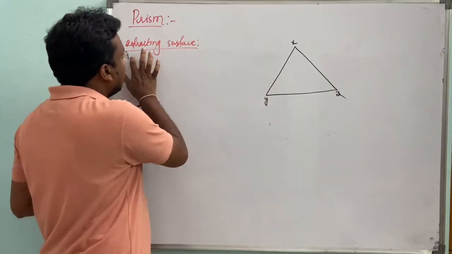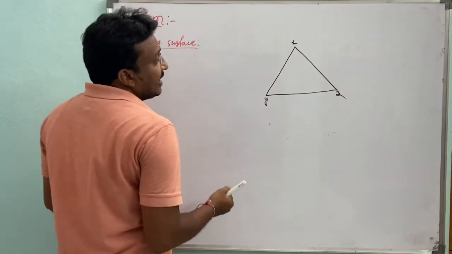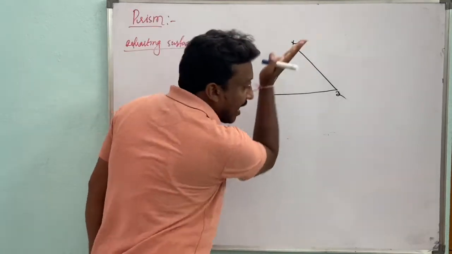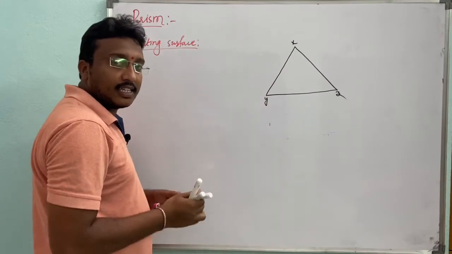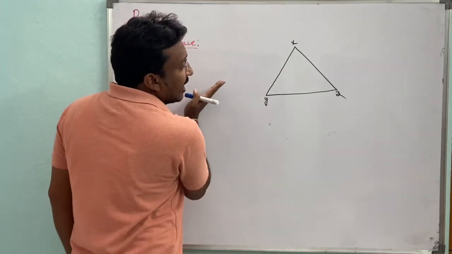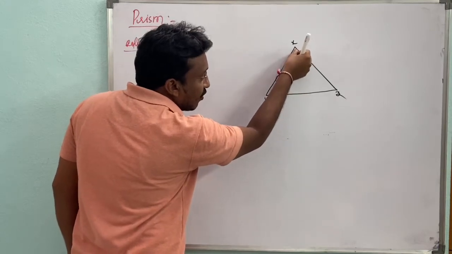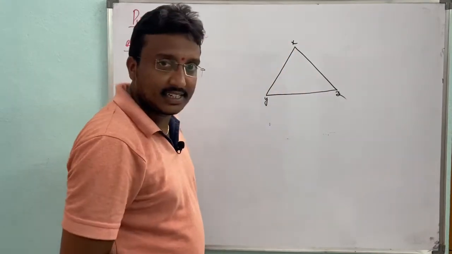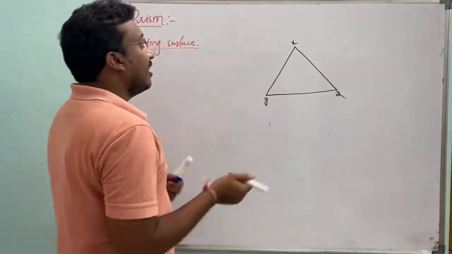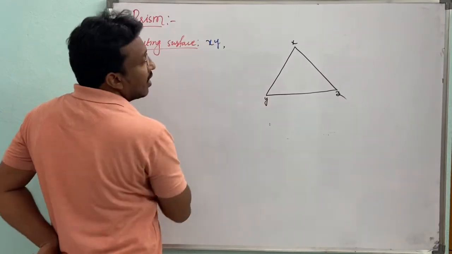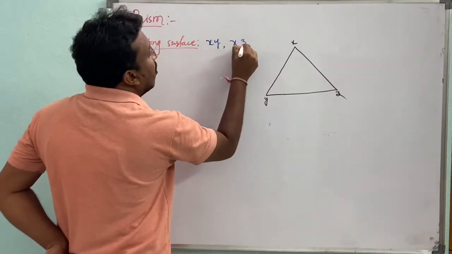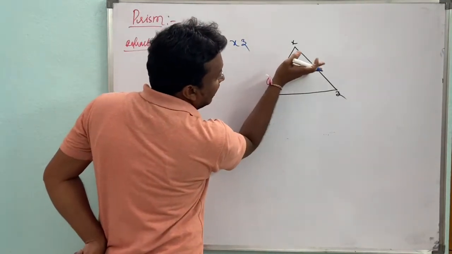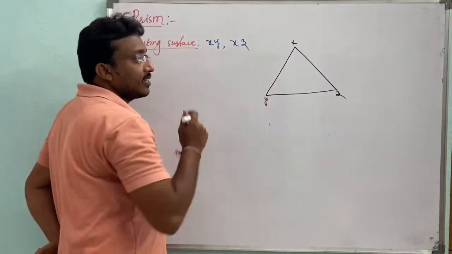Refracting surface means the surface at which the light is refracted. We know that light can refract from the rectangular surfaces. Here XY and XZ are the refracting surfaces. The light refracts from XY and XZ.